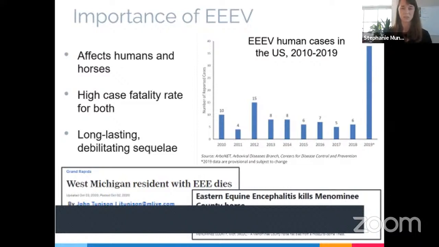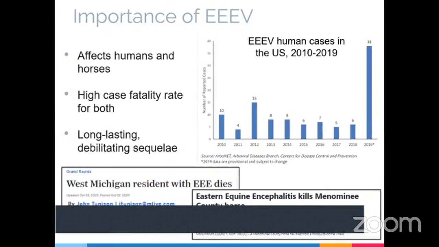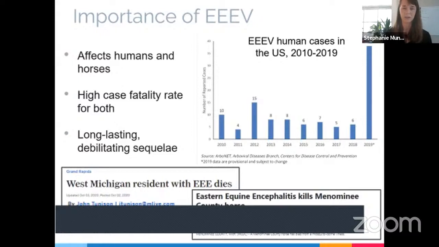And in human cases, for the people who do survive infection, there's a good chance that you'll have long-lasting debilitating sequelae. So this can be things like impaired movement, impaired speech. And so there's really a much heavier burden than just the numbers alone can imply.